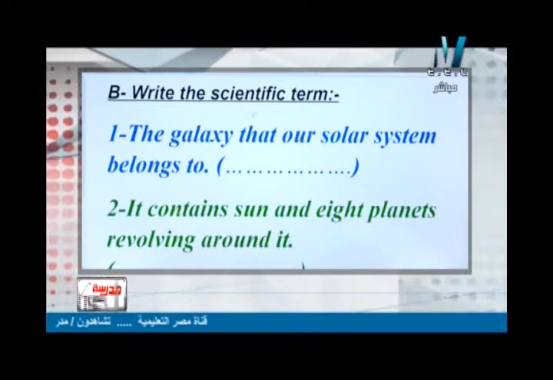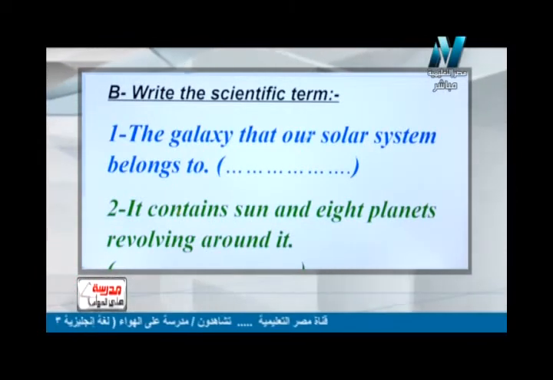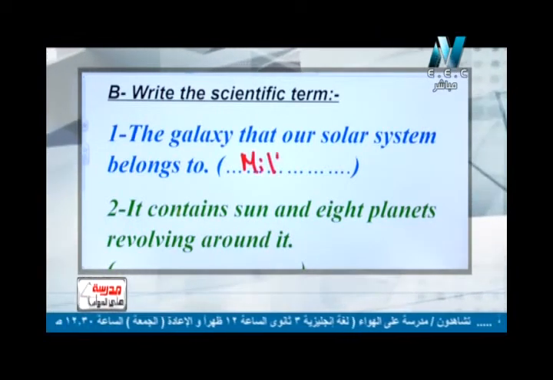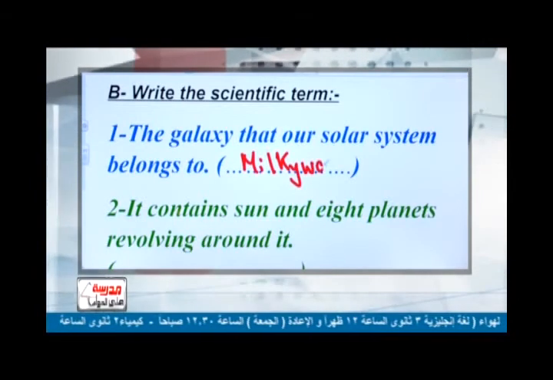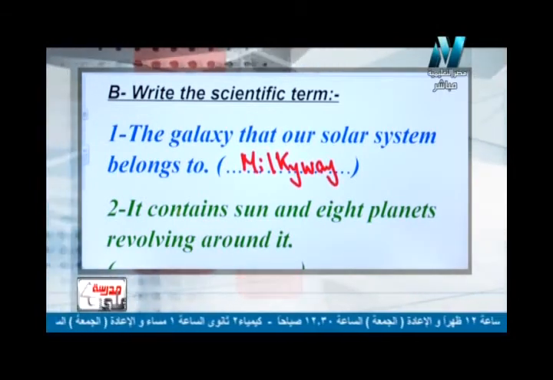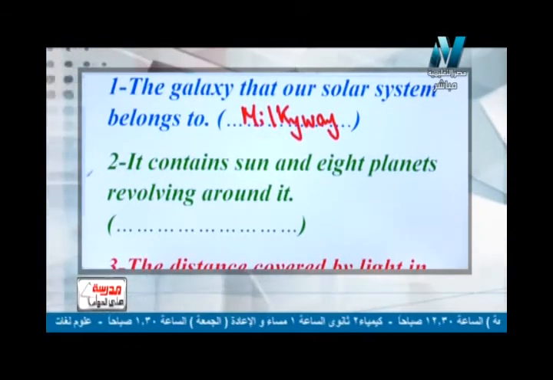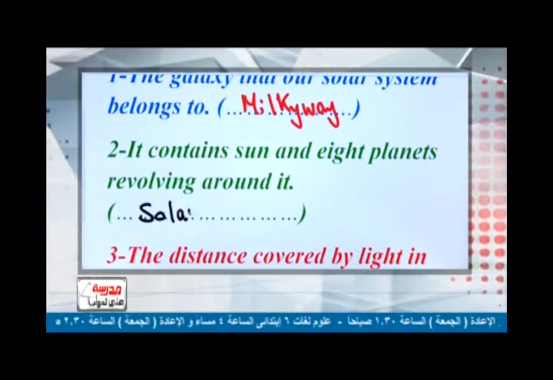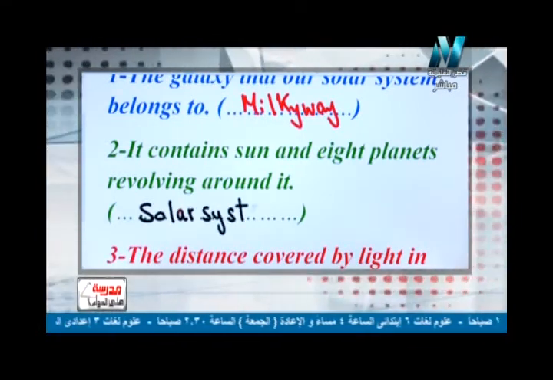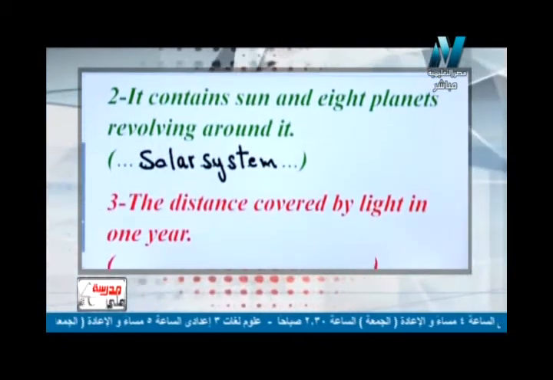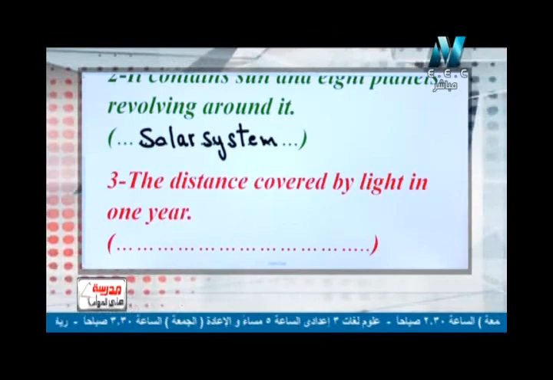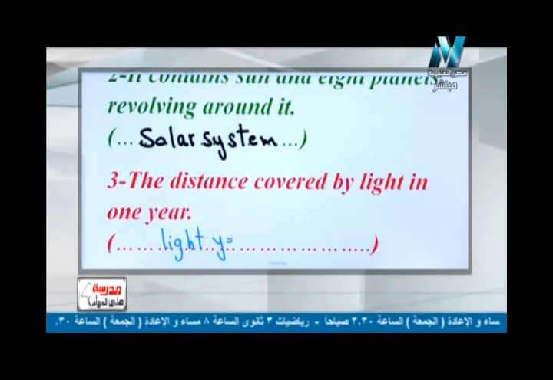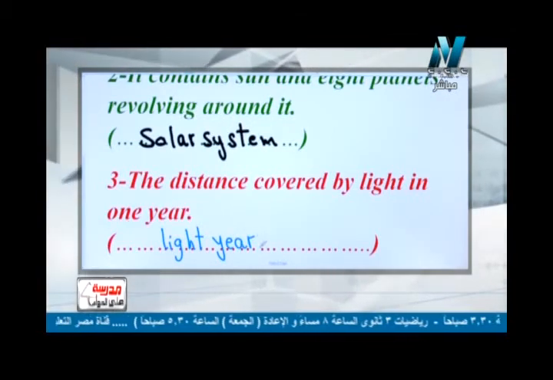Okay? Write the scientific term: the galaxy that our solar system belongs to. Of course, it's the Milky Way galaxy. Number 2: it contains the sun and 8 planets revolving around it. Solar system. Also number 3, scientific term: the distance covered by light in 1 year is called light year. Light year. Okay, I think that's enough in this part of this lesson.